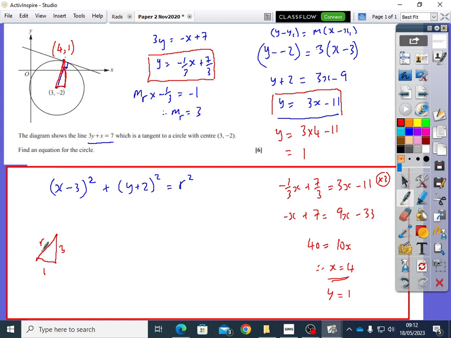Now if we find out this radius, then by Pythagoras it will be 3 squared plus 1 squared, square rooted. 9 plus 1 is 10, so r is going to be root 10, so r squared is going to equal 10. Okay, and now I can clearly state my equation. The question says what is the equation of the circle. I can just write it there actually. It's going to be (x minus 3) all squared plus (y plus 2) all squared, and that's going to equal 10.